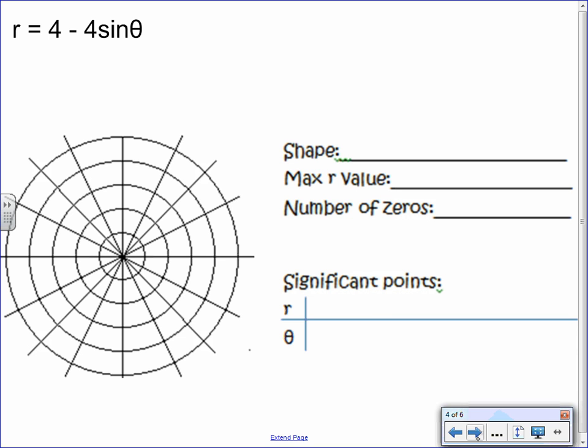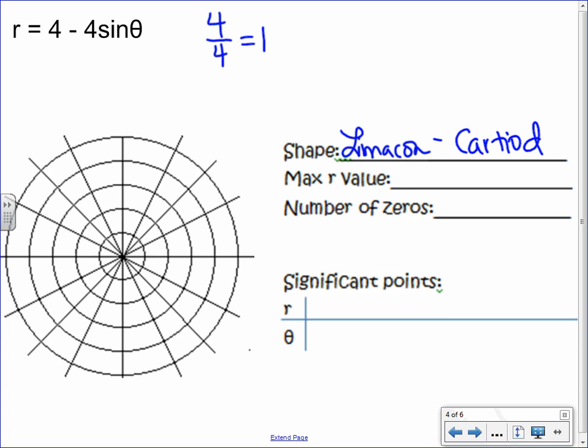Shape. Limacon, A over B is... Gosh, Jesse. It's not a loop, sorry. I got distracted. What is it? Cardioid. It's a cardioid. It's going to look like a heart. Okay, so here we go.